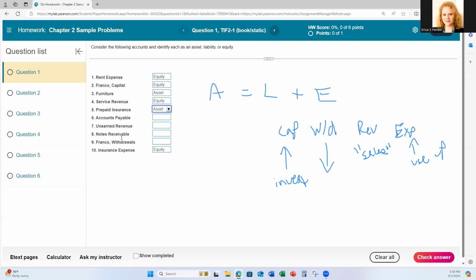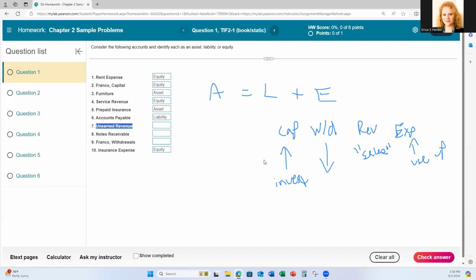So we purchased something on account. We didn't pay for it, so that would be a liability. Now, this one is a tricky one that always gets people when they're first starting out. So, unearned revenue. Let's talk for a second about what makes up a revenue.